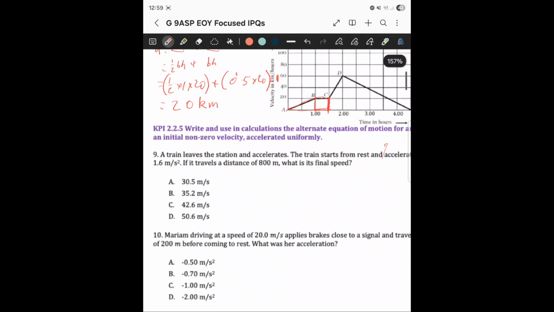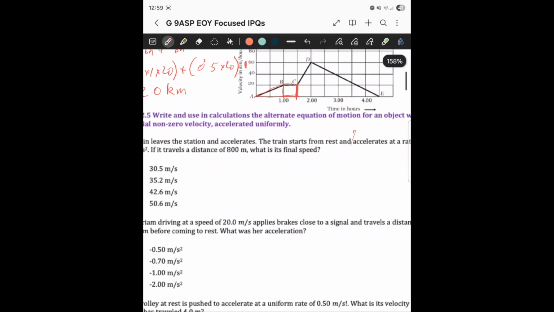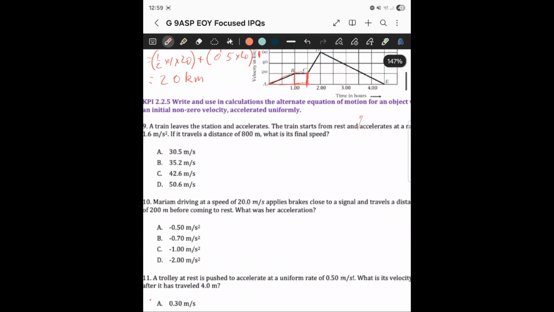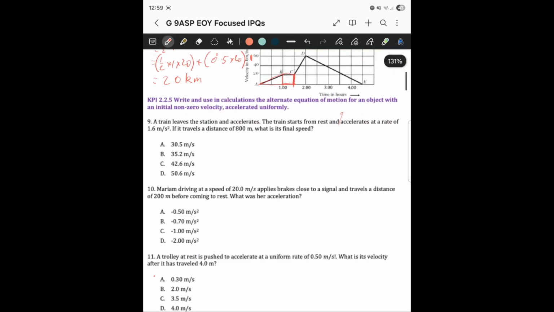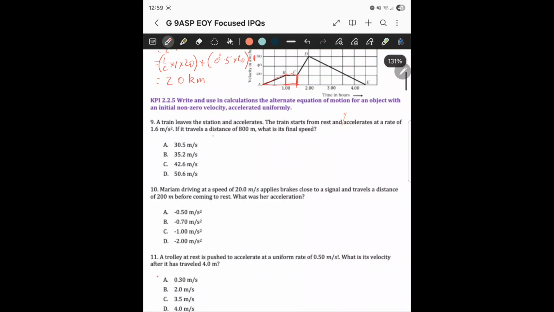Very nice. A train leaves the station, so now we need to see what the final speed is. What information do we have? Is it the same formula as before? No, this time we have a distance. Vf equals, Vi equals, A equals, T equals, and X equals. I like to do this so I know. This is my distance, that is my X, 800. Final speed, that's what I need, okay. Starts from rest, that's important. Starting speed is 0. Acceleration, we have it, 1.6.